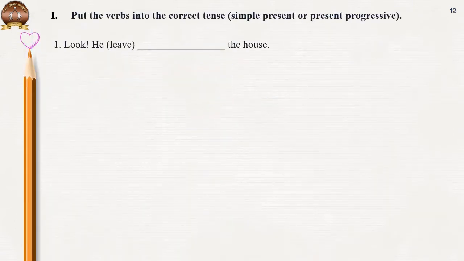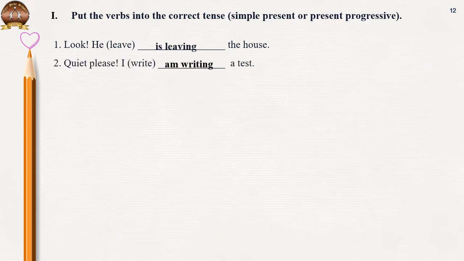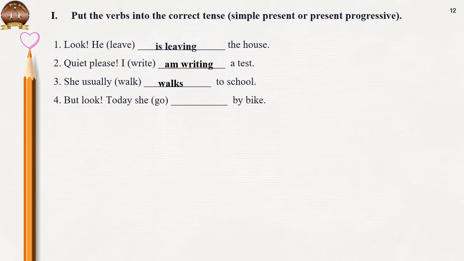Now this is a simple exercise where we put the simple present or progressive tense. Okay, progressive means continuous. Yes, so you solve this, pause and solve and check.